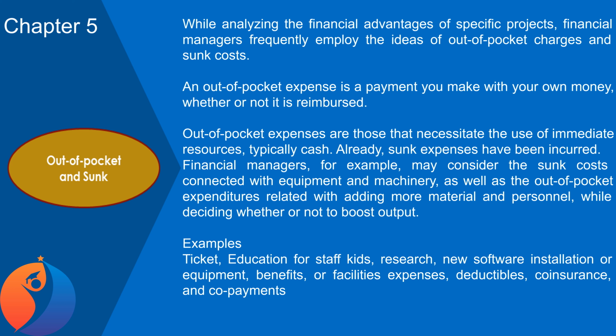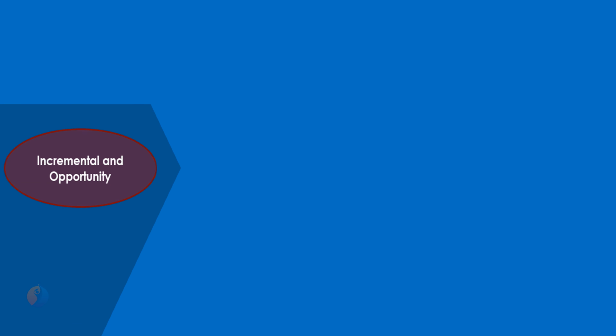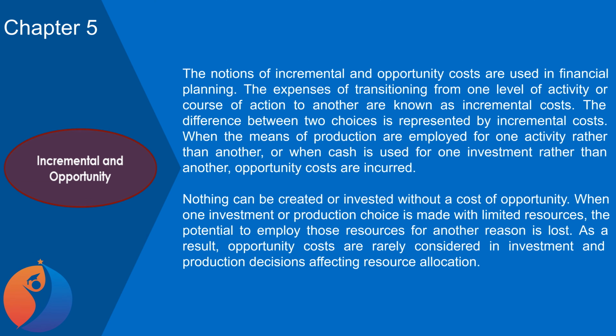Examples: tickets, education for staff kids, research, new software installation or equipment, benefits or facilities expenses, deductibles, co-insurance, and co-payments. Incremental and opportunity costs. The notions of incremental and opportunity costs are used in financial planning. The expenses of transitioning from one level of activity or course of action to another are known as incremental costs. The difference between two choices is represented by incremental costs.